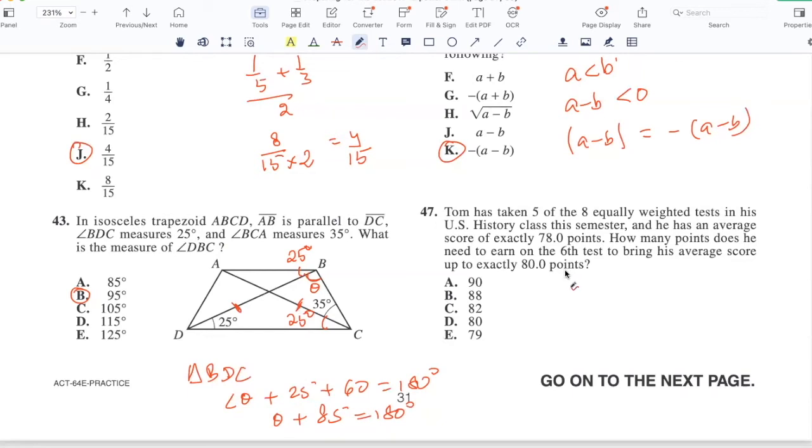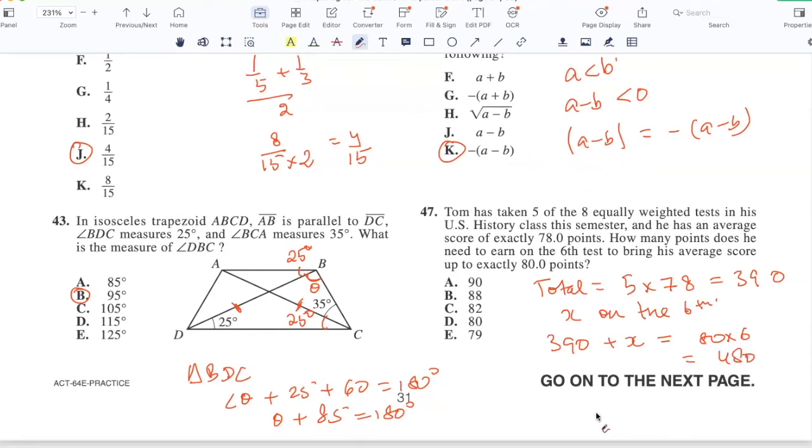So on the 5 tests, his average is 78. So total for the 5 tests is 5 into 78, which is 390. And let's say he scores X on the 6th test. So then his total would be 390 plus X, and that should be 80 times 6, right? Because his average after the 6th test should be 80. So that's 480. So X should be 480 minus 390. So that's 90, right? He should score exactly 90 on the 6th test.